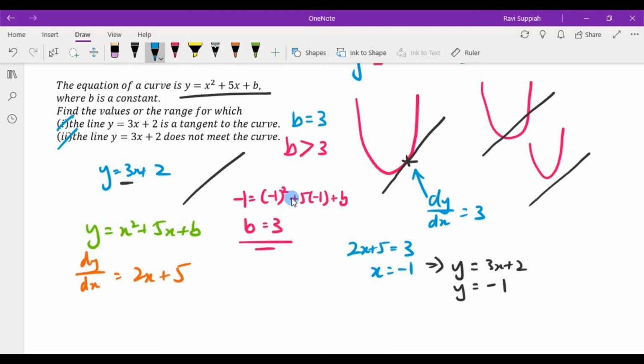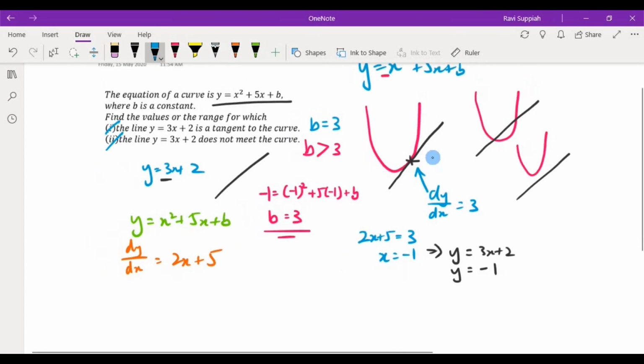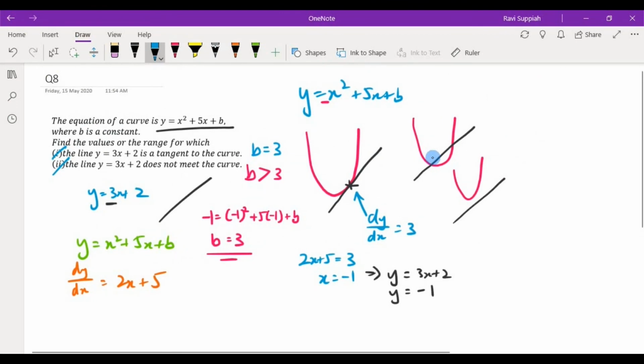So I hope this gives you a good understanding of how to approach this question by using differentiation. And of course, as you can see, by having a good idea of how to sketch graphs and lines very quickly, you can also use that to have a better understanding of the question and how to approach it.